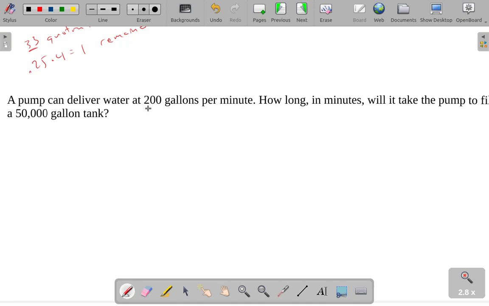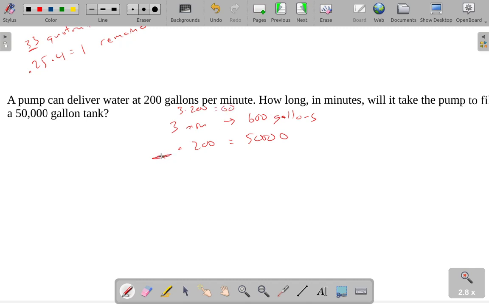Well, this pump is delivering 200 gallons per minute. So if it was to pump for, I don't know, 3 minutes, how many gallons would that be? Well, 3 times 200. This would be 600 gallons. If I wanted to go all the way up to 50,000, then I'm saying, okay, what number, something times 200 equals 50,000. You know, here I had 3 times 200 equals 600.